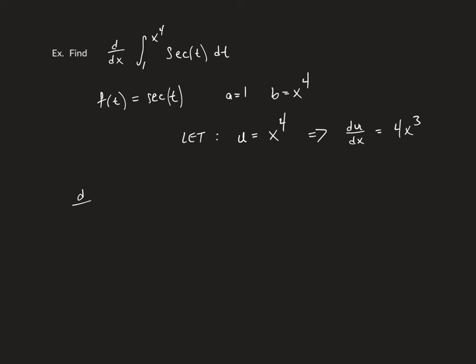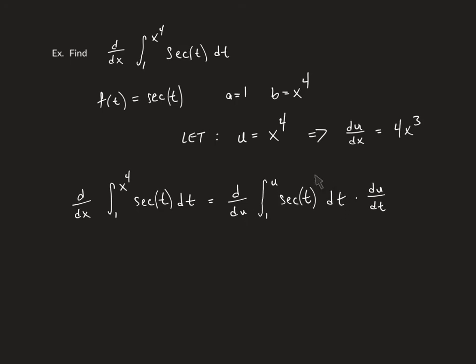So when I take the derivative with respect to x of the integral from 1 to x to the fourth of secant of t dt, that's like saying take the derivative with respect to u of the integral from 1 to u of secant of t dt times du dx. And that's just applying the chain rule. Remember, we're taking the derivative of the outer function, and then we're multiplying it by the derivative of the inner function right there.